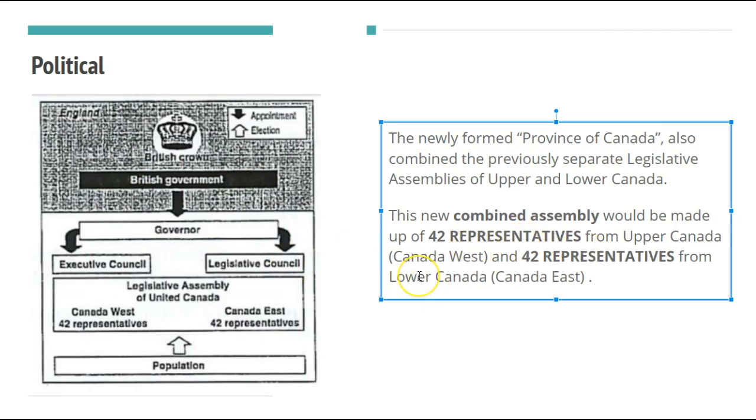More so than that, there will be equal representation of Canada East and Canada West, or Upper and Lower Canada. So there'll be 42 representatives from what was Lower Canada previously. So 42 representatives from Quebec or Lower Canada or Canada East, and 42 representatives from Canada West or Ontario. This is sort of unfair in the sense that Lower Canada had a significantly larger population at the time. So you can tell that this Act of Union, its real goal is to try to limit the amount of power that French Canadians have in a united Canada.